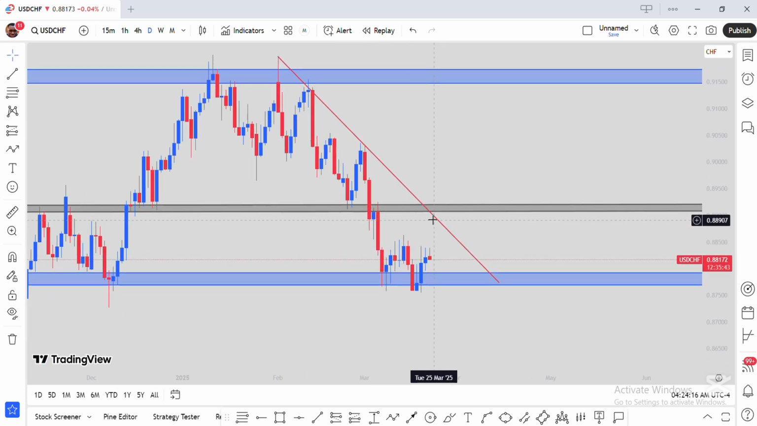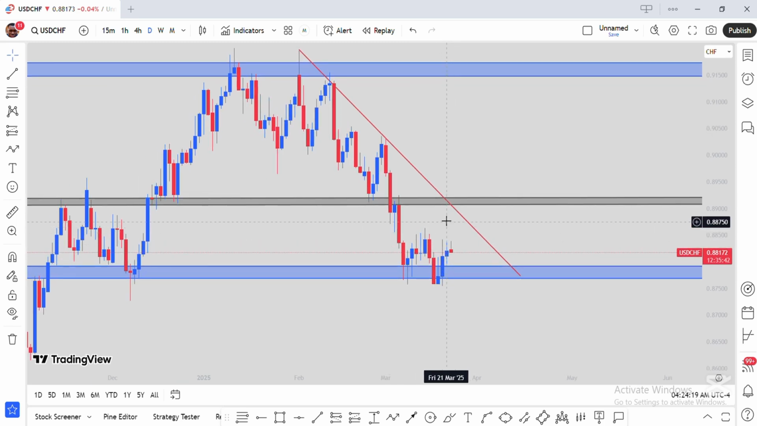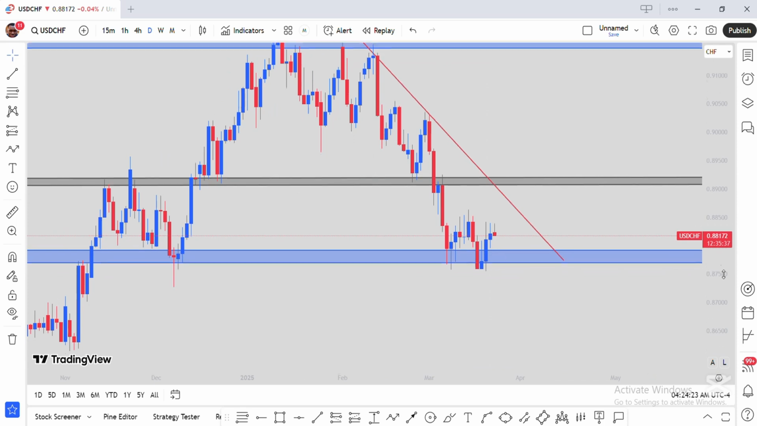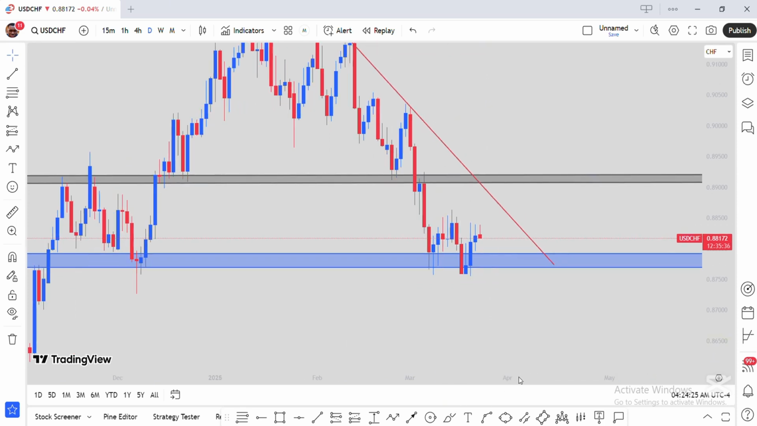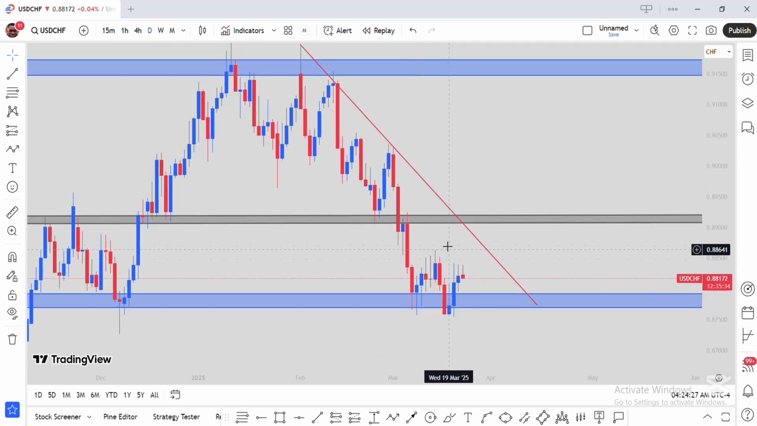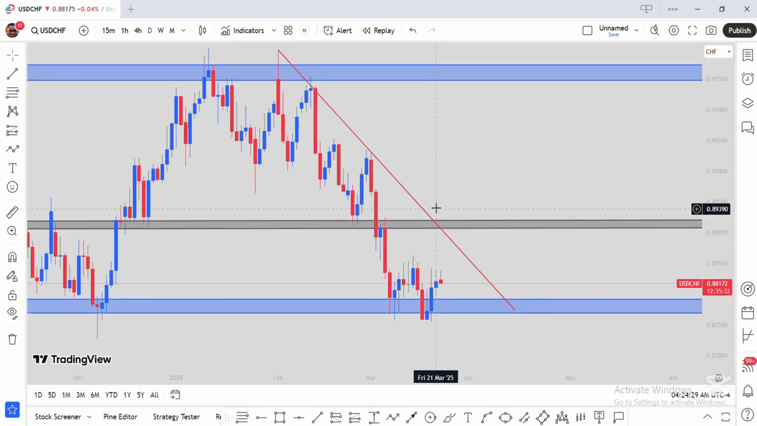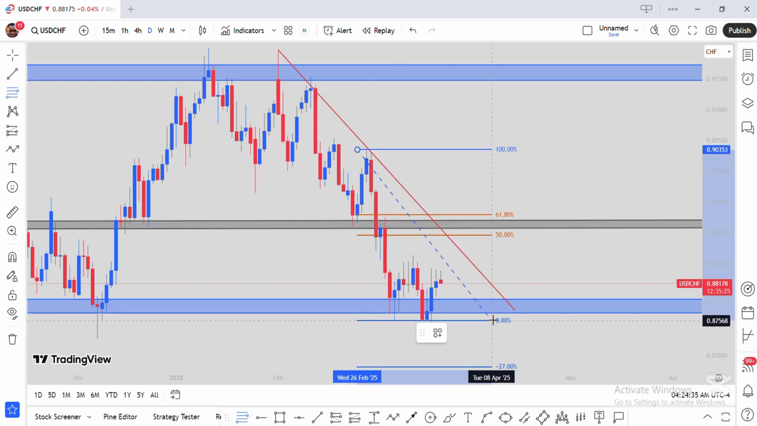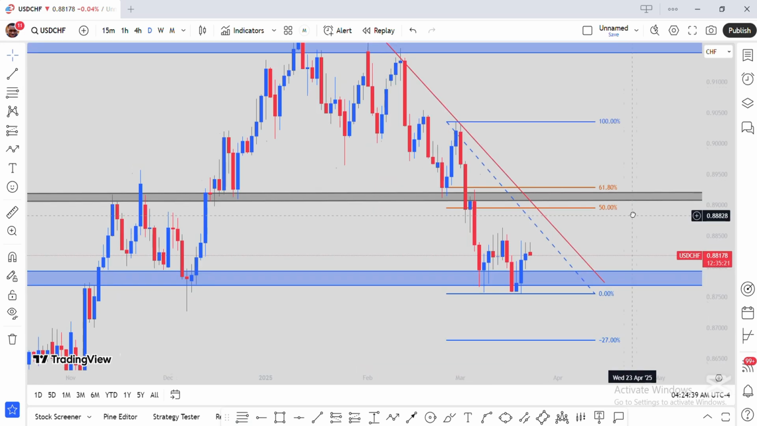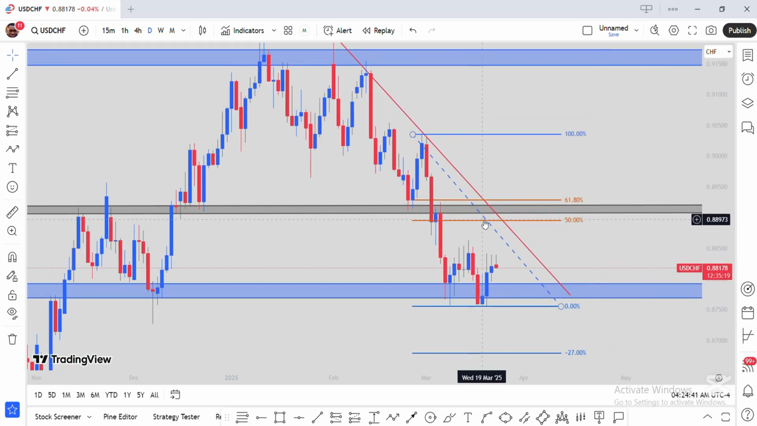So what I'm waiting for is I'm expecting price to come back into this trend line area and this resistance level. So this is what I'm expecting on USD: I'm expecting price to retrace back into this trend line area, and there was a Fibonacci around that region as well. So this is what I'm waiting for now. I'm expecting price to retrace back to the upside to create a higher low around this region.